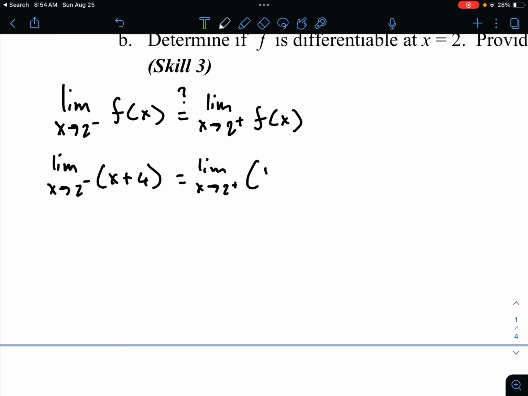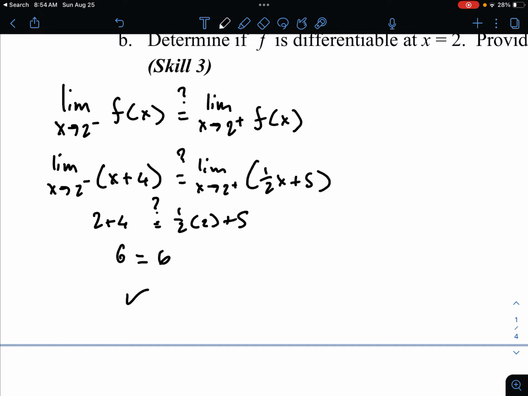And then from the right, we're going to say (1/2 x plus 5). And then we just plug in the 2. So 2 plus 4. Is that equal to 1/2 times 2 plus 5? And it sure is. I'm going to make sure I'm adding the question marks. So that condition is true.